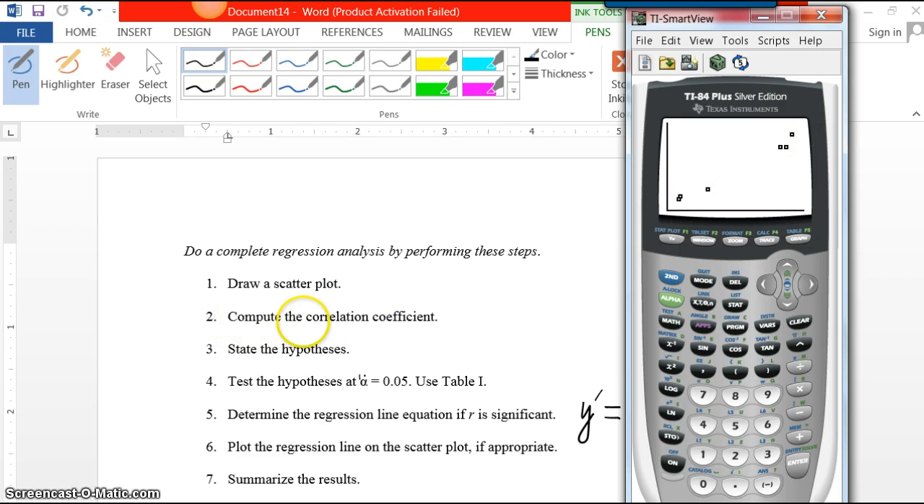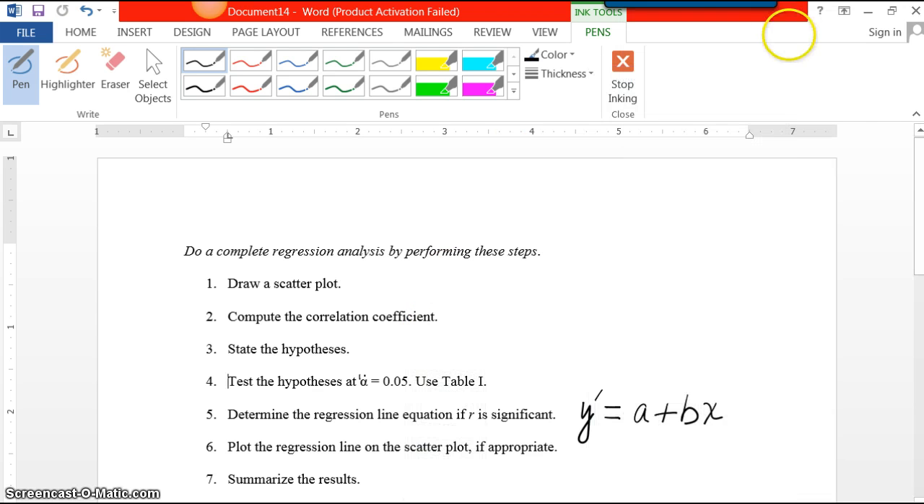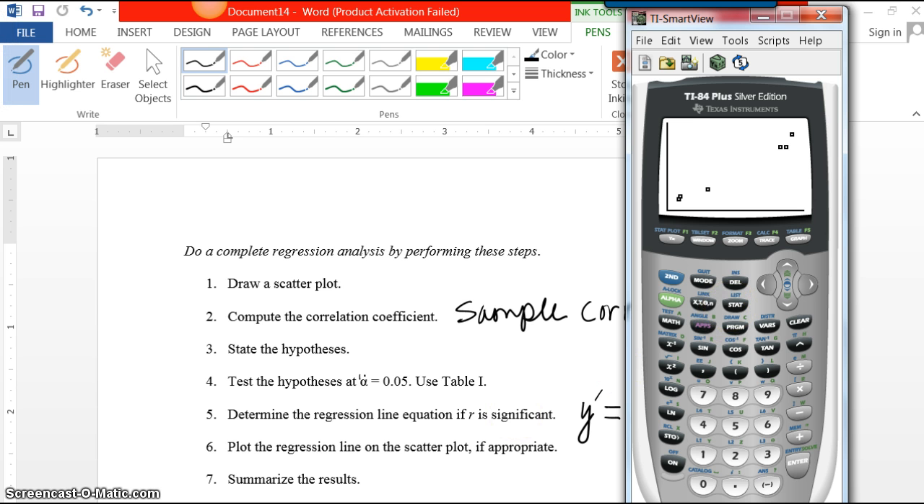The next step is to compute the correlation coefficient. We're computing the sample correlation coefficient, and it is an R value. So we're going to come up with an R value, the sample correlation coefficient. Some calculators don't have this turned on right away, so I'm going to show you how to get this to turn on. It's not going to hurt if you do this even when the diagnostics are on, so I'll just show you how to do it.